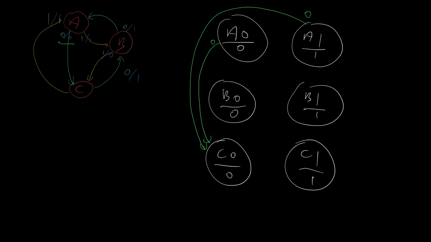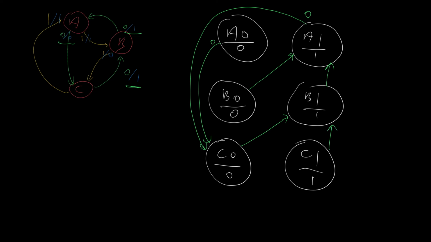Similarly, if I'm in state B and the input is a 0, then I go to state A and I output a 1. So I go to the A1 state to show that I'm outputting a 1. If I'm in state C and the input's a 0, I go to state B and output a 1. So in state C, I'm going to go to B1.